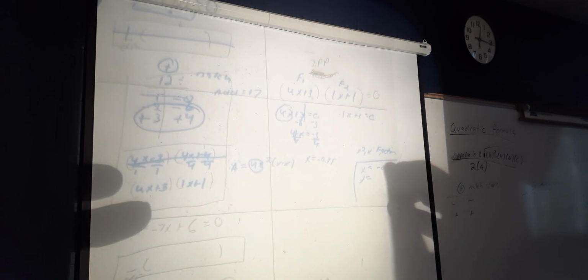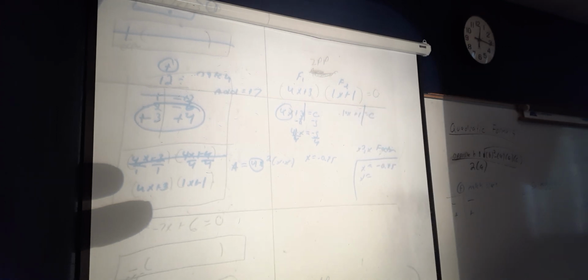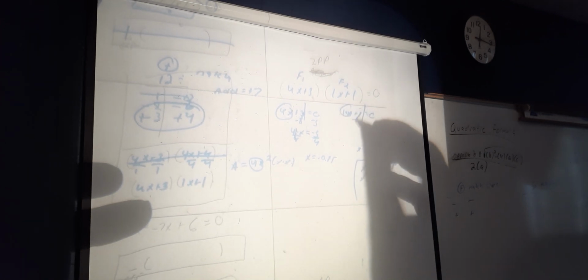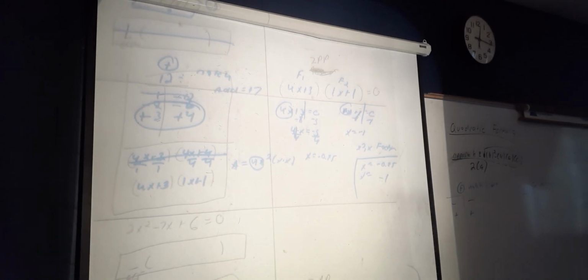Okay. Now the other one is times 1, so all you have to do here is minus your 1. You don't really need to divide by 1. It's going to be negative 1. Now, again, the difference between today and yesterday is that the number in front of the x squared is not 1.